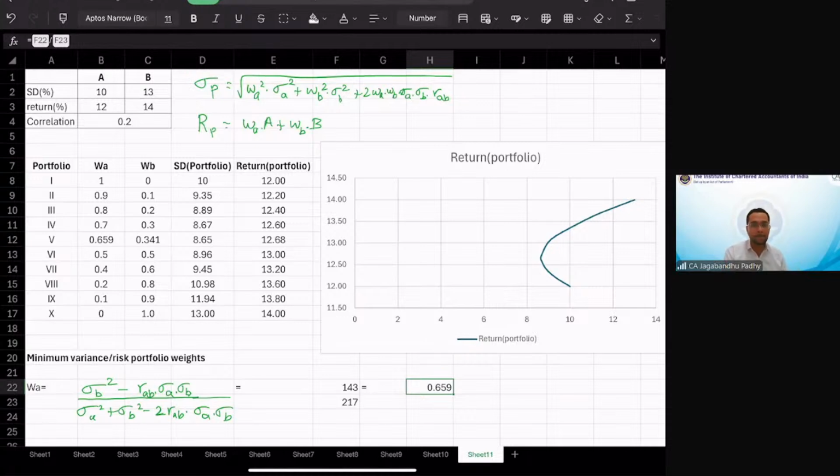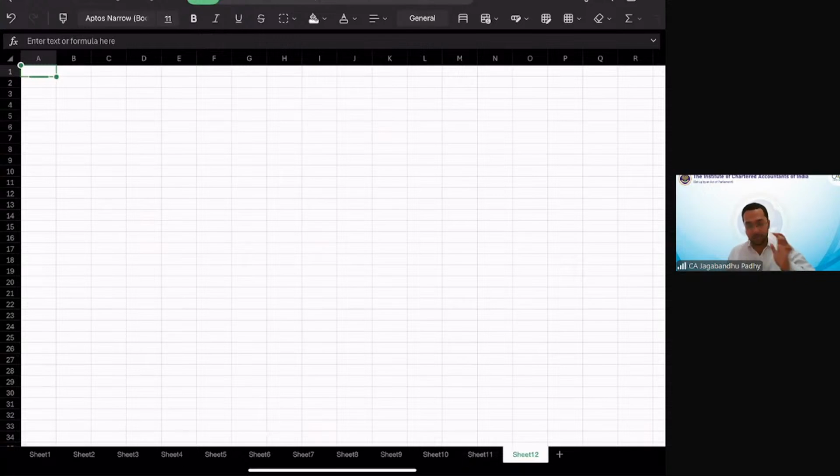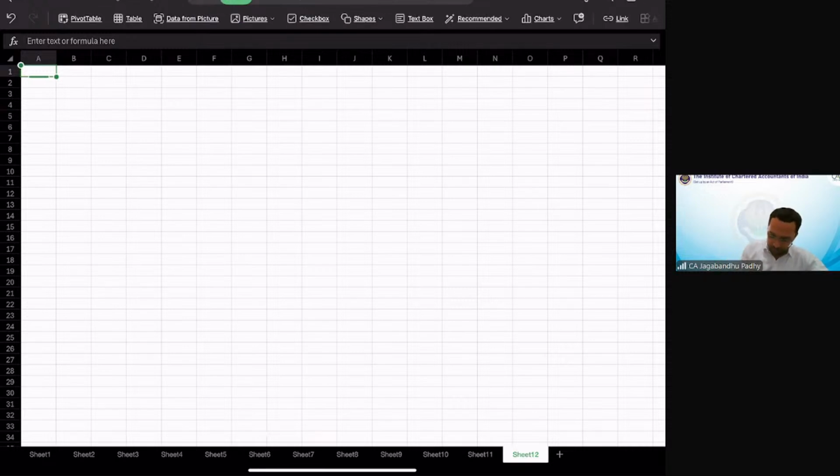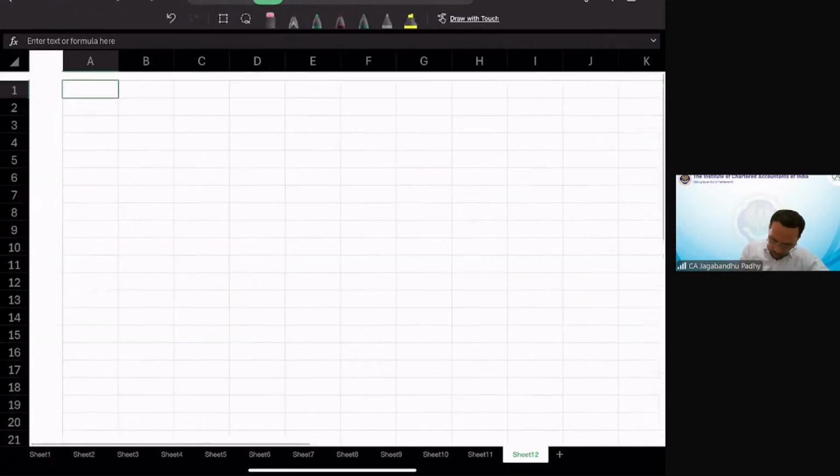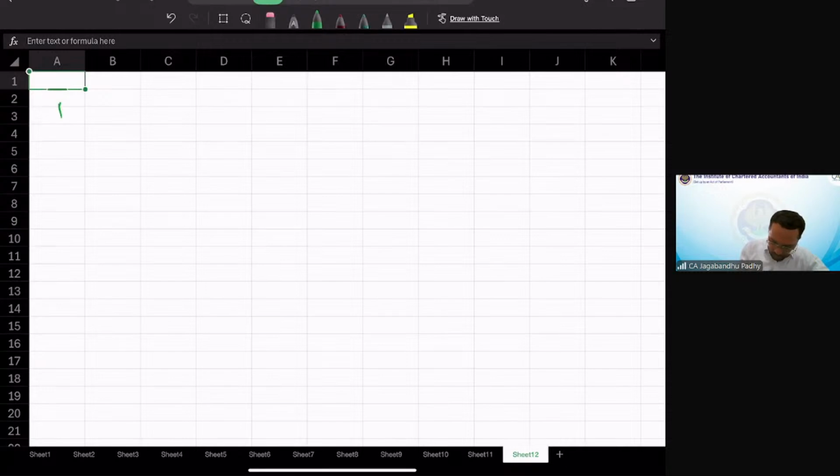Got it? So that's how we calculate the minimum variance or minimum risk portfolio weights. Let me quickly summarize what we have covered, the total formula till now. Otherwise, we'll just get confused. First up, how do we compute the expected return of portfolio? Expected return of portfolio is computed as weight of X into return of X plus weight of Y into return of Y.